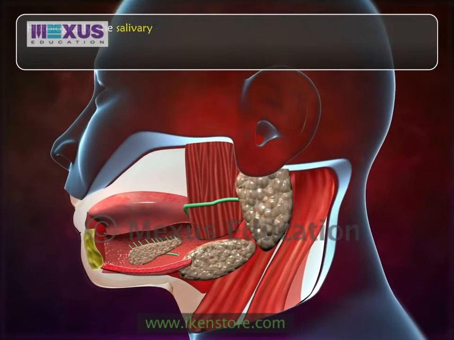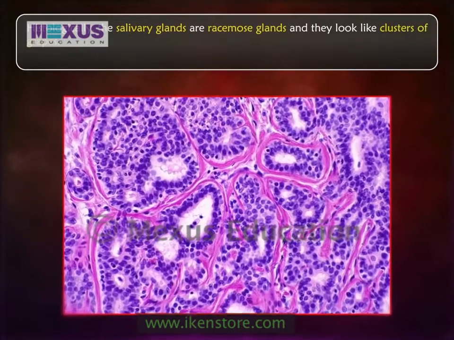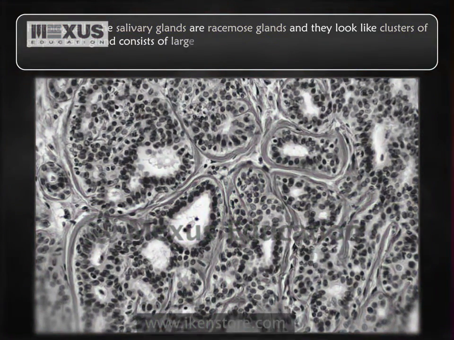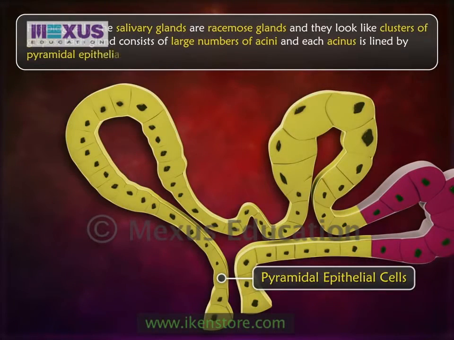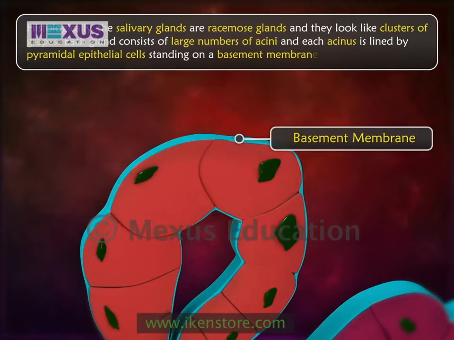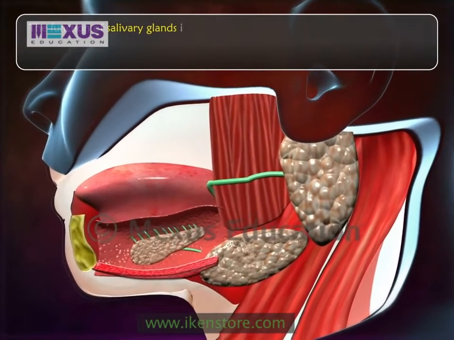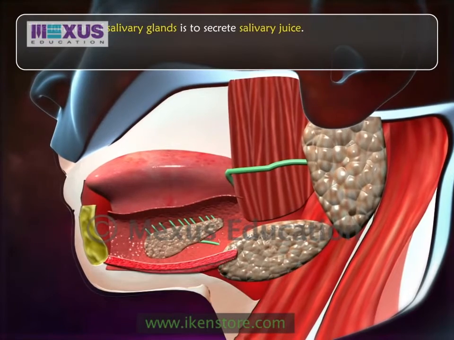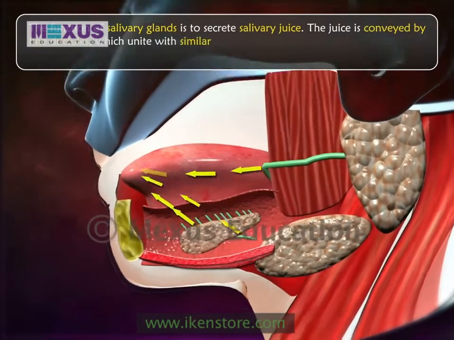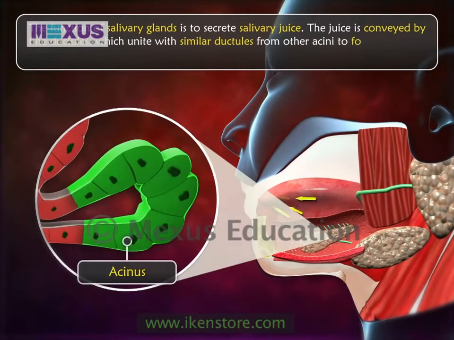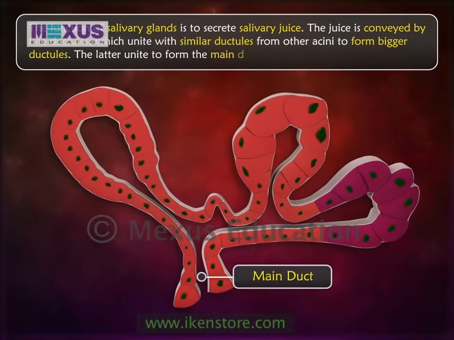Histologically, the salivary glands are racemose glands and they look like clusters of grapes. Each gland consists of large numbers of acini, and each acinus is lined by pyramidal epithelial cells standing on a basement membrane. The function of salivary glands is to secrete salivary juice. The juice is conveyed by fine ductules, which unite with similar ductules from other acini to form bigger ductules. The latter unite to form the main duct of the gland.